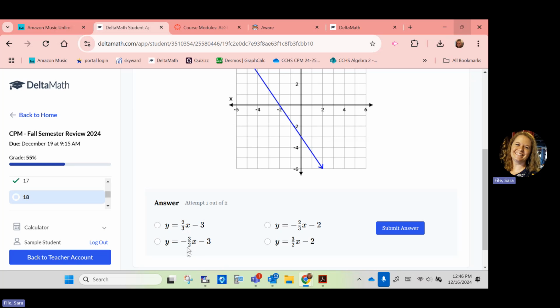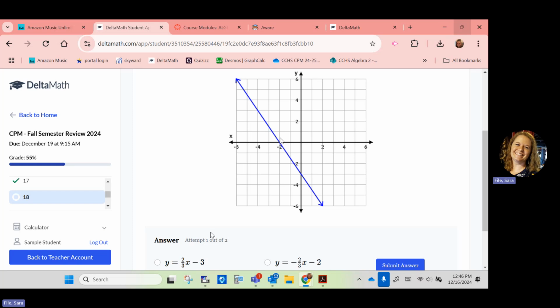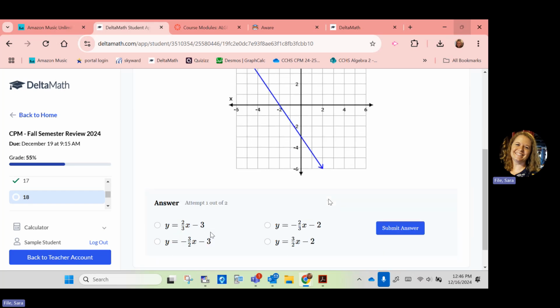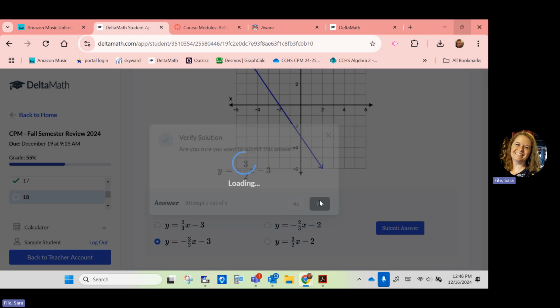I don't even need to look at the numbers. Is this slope positive or negative? It's negative. We read a graph from left to right. It's coming down. I know the slope is negative. So I know the slope is negative, and I can see the y-intercept is at -3. So that's got to be it. It's the only one that has those both correct.